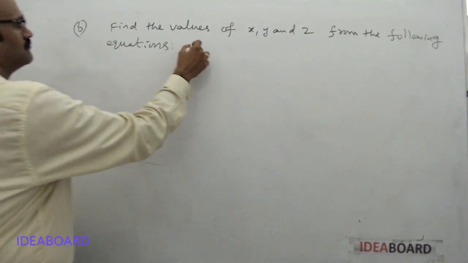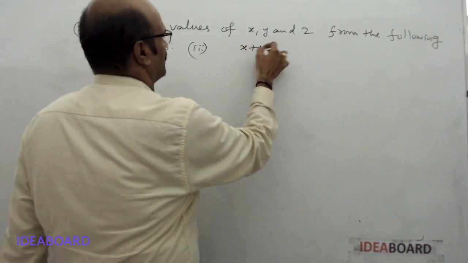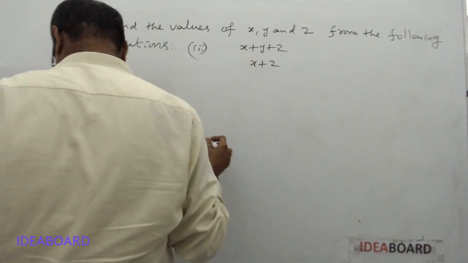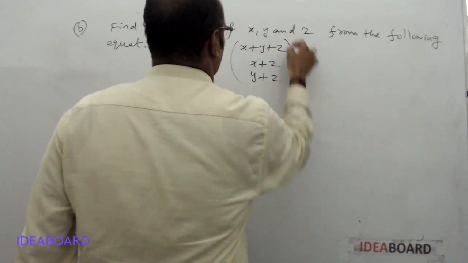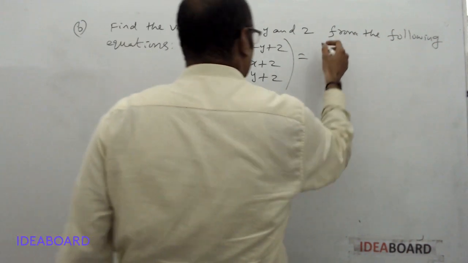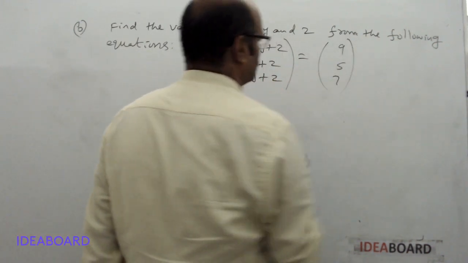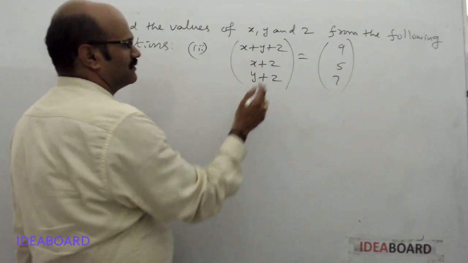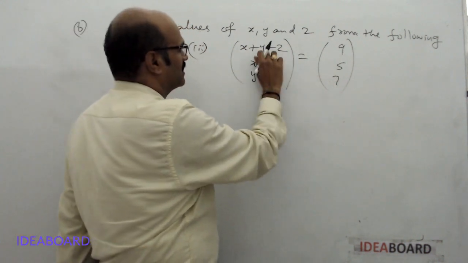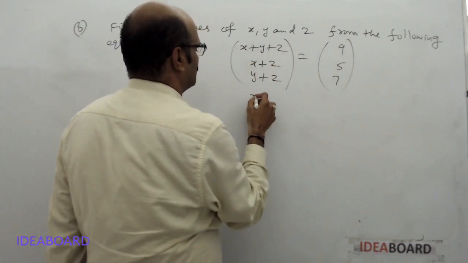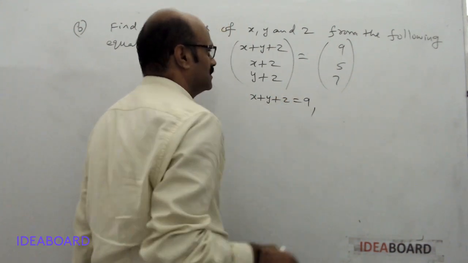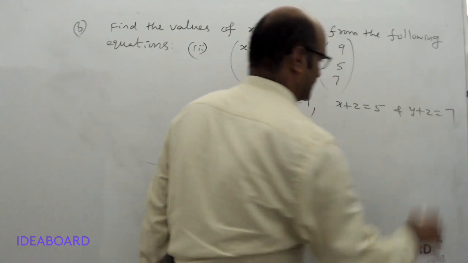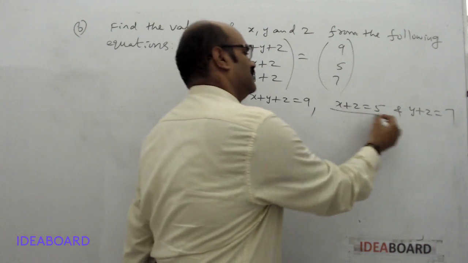Third problem. The matrix with x plus y plus z, x plus z, y plus z equal to 9, 5, 7. Here we have to find the values of x, y, z. Whenever two matrices are equal, we say that the corresponding elements are equal. So x plus y plus z equal to 9, x plus z equal to 5 and y plus z equal to 7.